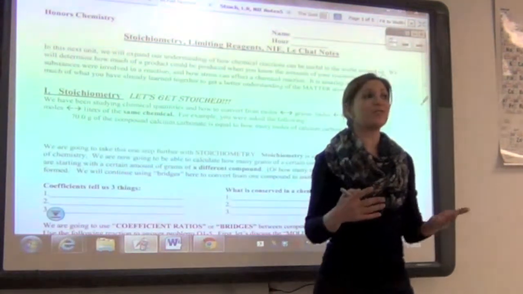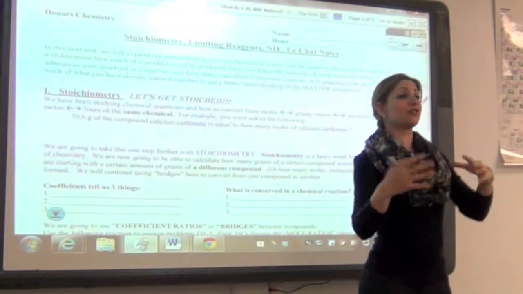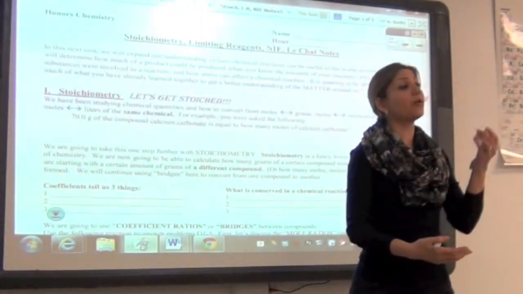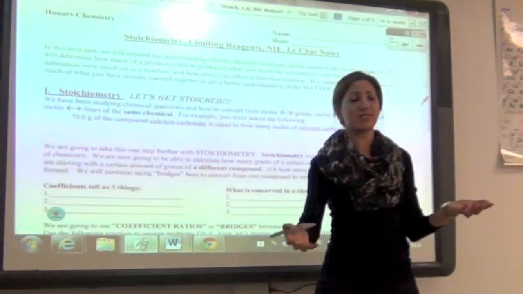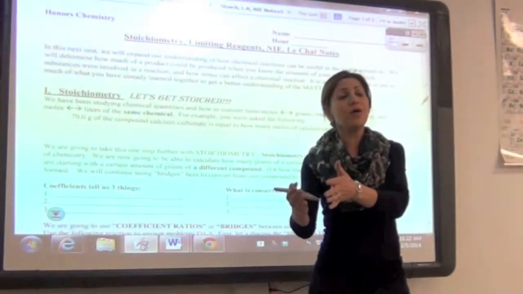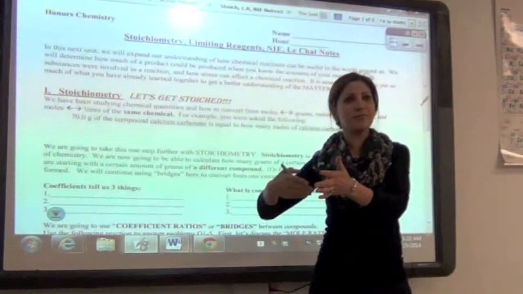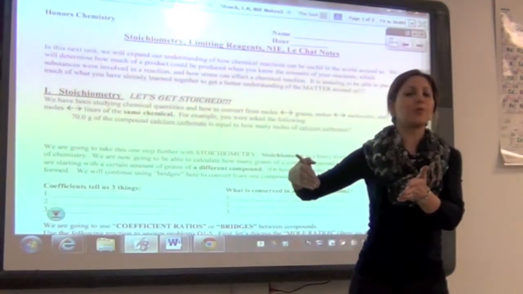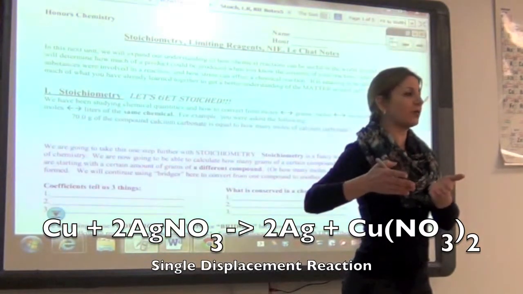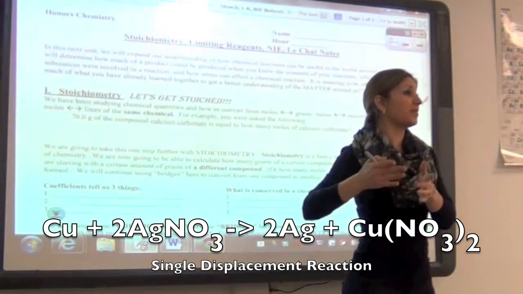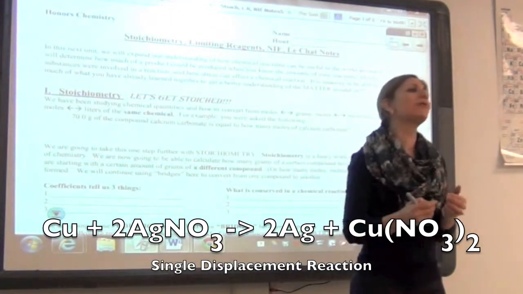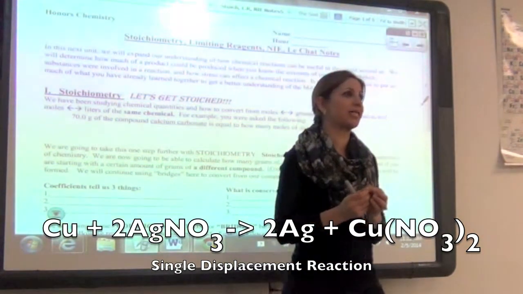I had spoken to you about the fact that not only would you try to predict products, but let's say you wanted to make a certain amount of silver. You wanted to make 5 grams of silver and you have silver nitrate. Now we know we can do a single displacement reaction and maybe use something like copper. The copper will do what in the silver nitrate? It'll replace which one, the silver or the nitrate? The silver. Why would it replace the silver and not the nitrate?